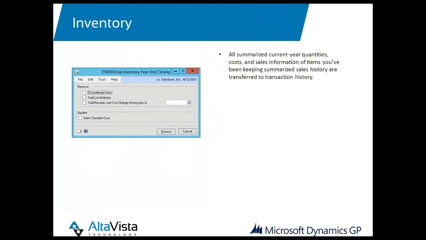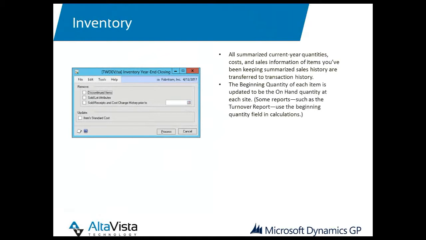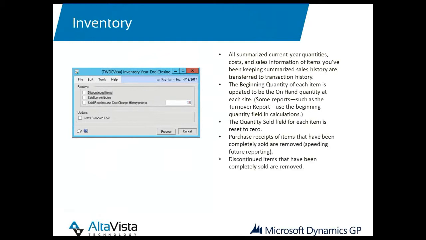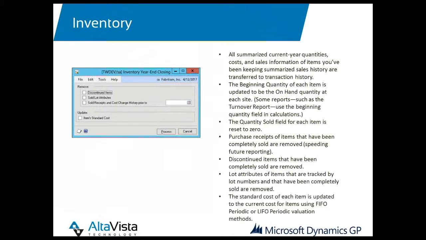So what happens with inventory? We summarize all our current quantities and costs. There's a few reports that show a beginning quantity. I'll show you an example of one in a moment. We update that beginning quantity. Quantity sold gets set to 0. And a couple things with purchase receipts that we already talked about get cleaned up. And that last option there, update the item standard cost, only applies if we're using a periodic valuation method for inventory. If we check that, then we update that current cost.